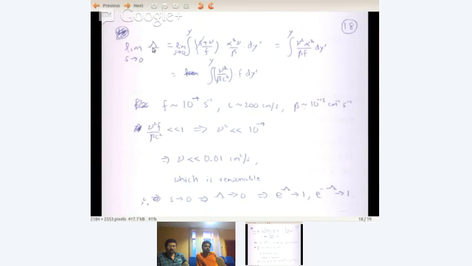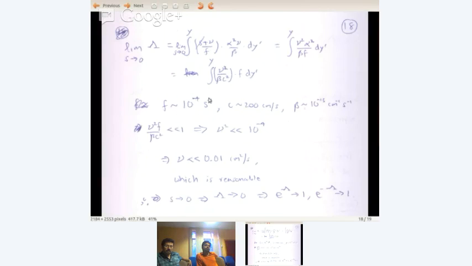Limit s going to 0 of lambda is limit s going to 0 of integral s plus nu by f into substitute for k1 alpha squared nu by beta dy prime. S goes to 0 here, you get alpha squared nu squared by beta f integral with respect to y prime. You can substitute for alpha squared, and basically this is what you get.